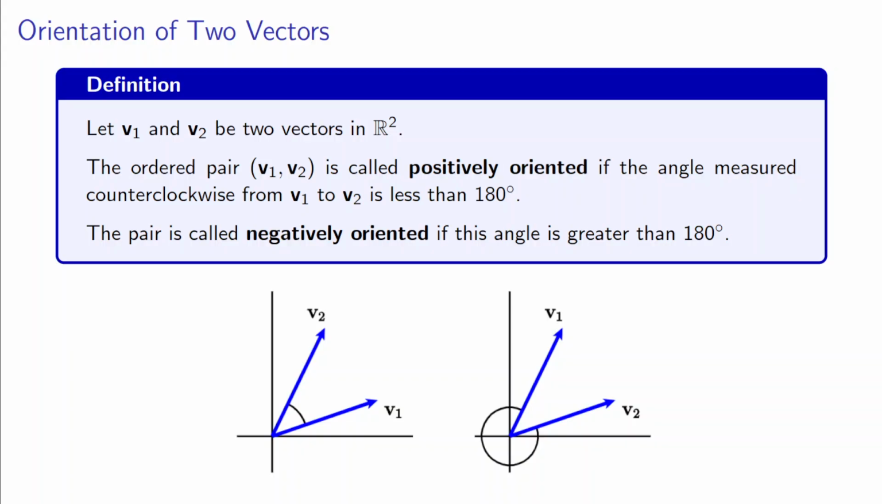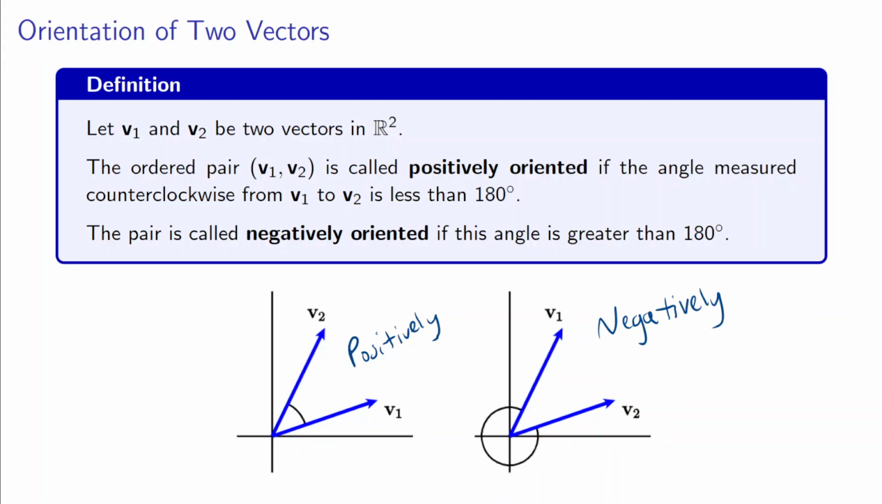So you can see the first example on the left here, those vectors are positively oriented. When we go from v1 to v2 in the counterclockwise direction, the angle is less than 180. And in that second example here, we've got a negative. Those are negatively oriented. As we go from v1 to v2 in the counterclockwise direction, that angle is going to be greater than 180 degrees.